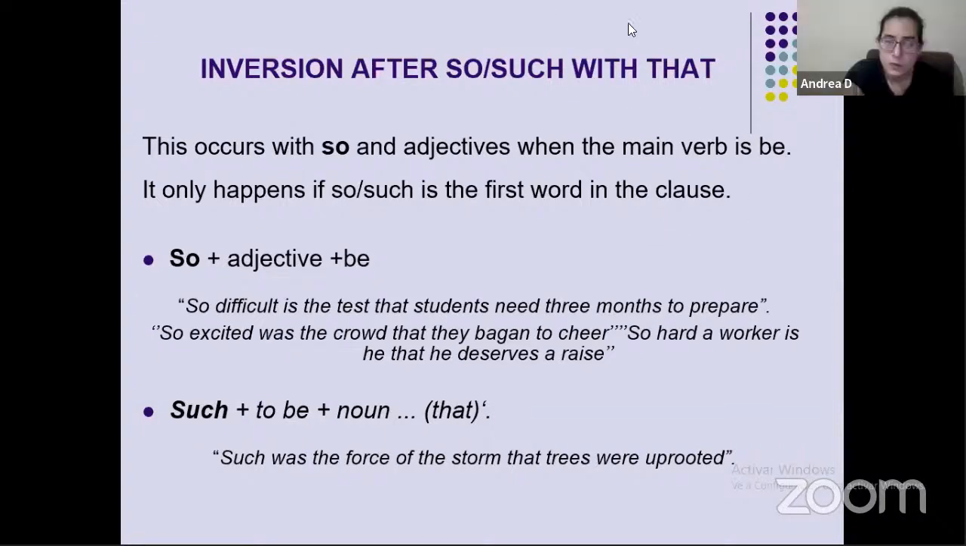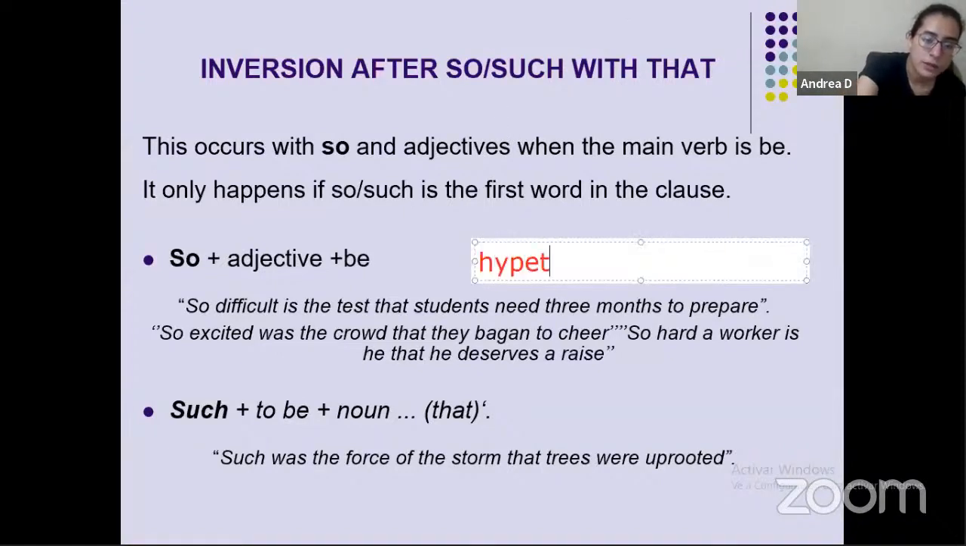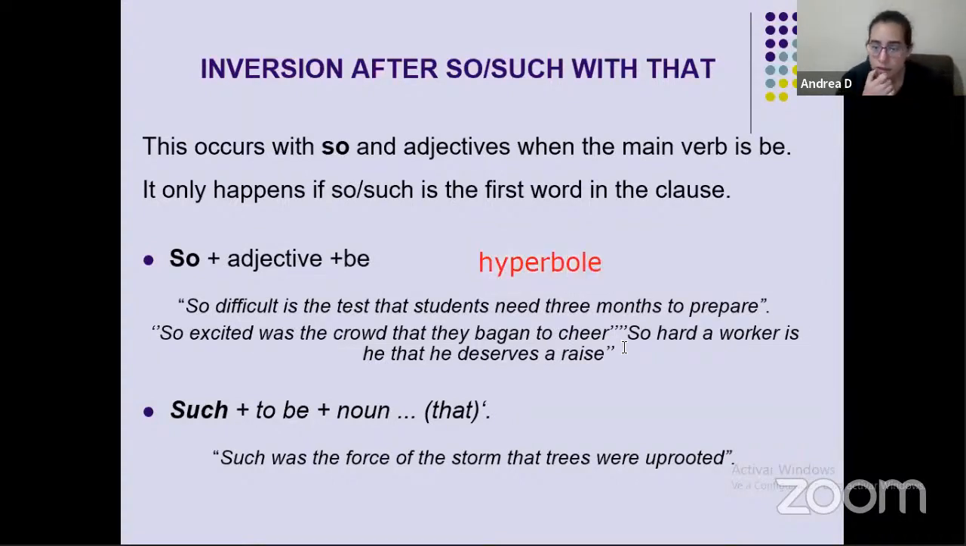So when you're describing something. And this is called, by the way, a literary device. It's a hyperbole. So it's an exaggeration. You're exaggerating something. Hyperbole.